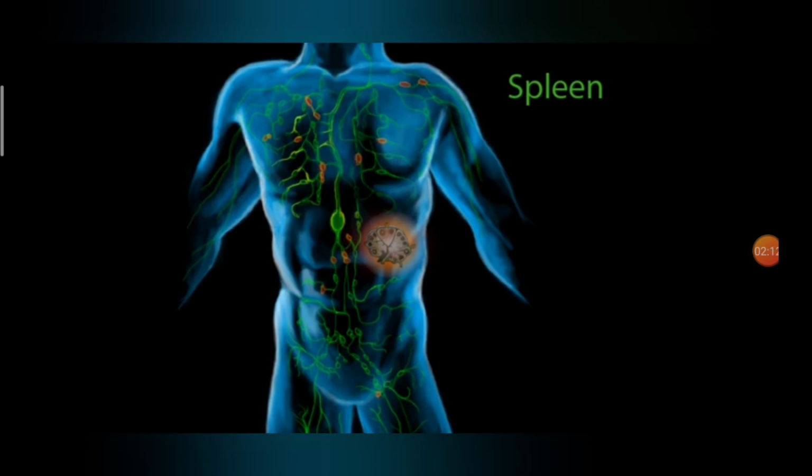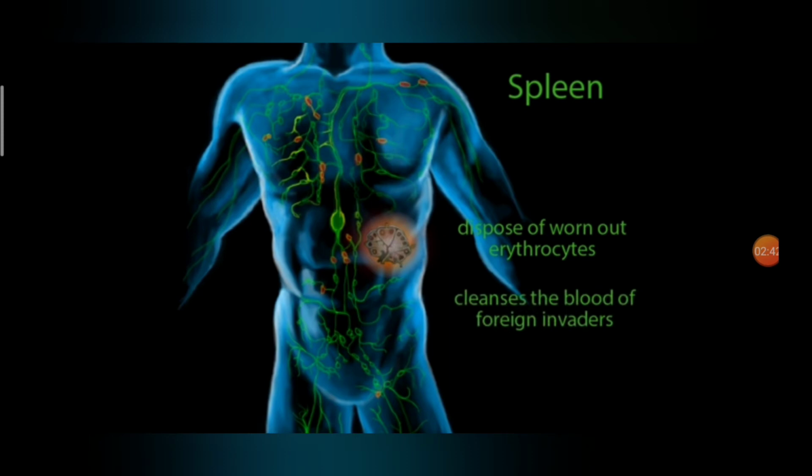We can see the spleen in the human body. The various functions it performs are: first, it disposes of the worn out erythrocytes, or the erythrocytes that have completed their life cycle. Second, it cleanses the blood from foreign invaders. Third, it is a reservoir of oxygen-rich blood. It plays a very important role in our body. If it is removed, then it may cause severe changes in the body. It contains lymphocytes and phagocytes which will kill the foreign invaders filtered out from the blood.